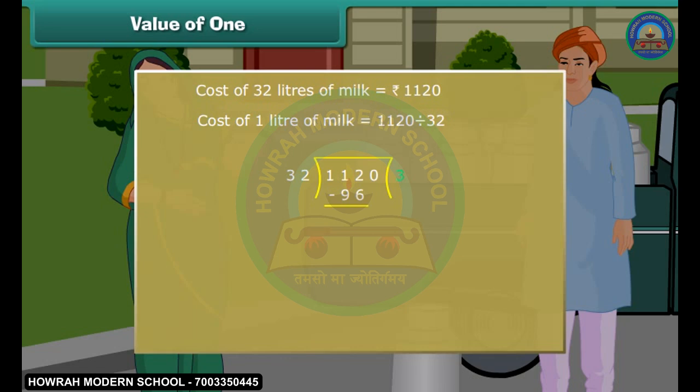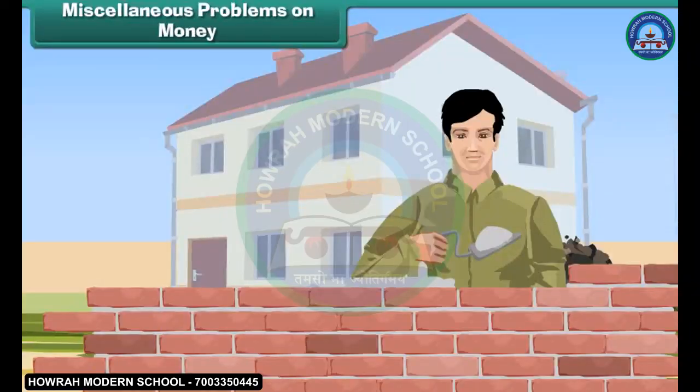Subtract and write the difference 16 below. Bring 0 down. The new number formed is 160. It holds 5 times 32, that is 160 exactly. Write 5 to the right of 3 and 160 beneath 160. Subtract as the difference is 0.